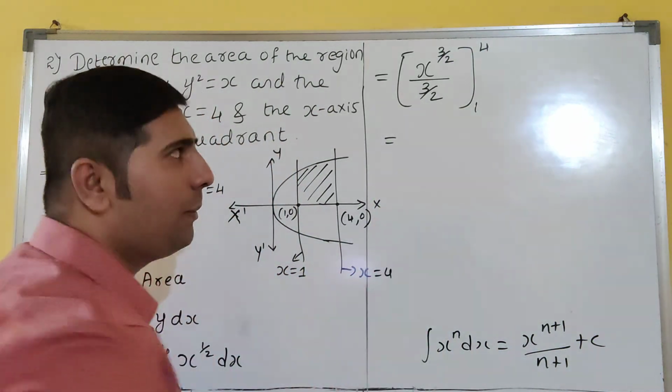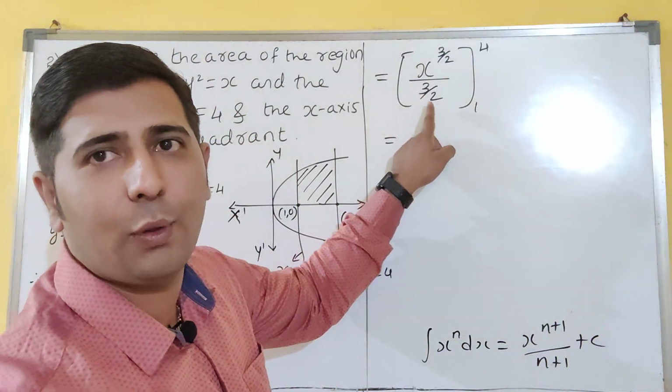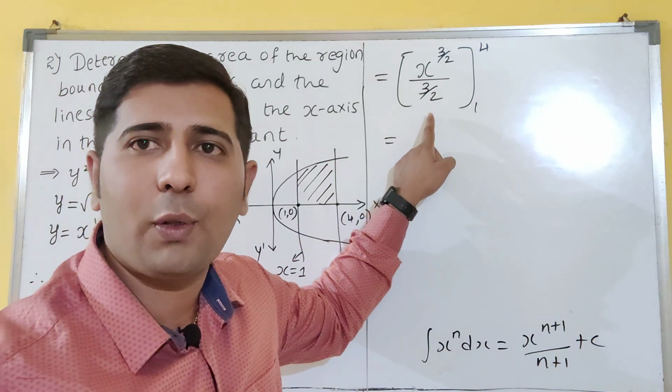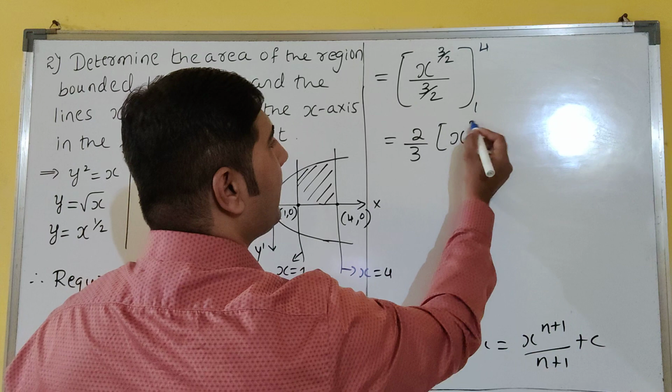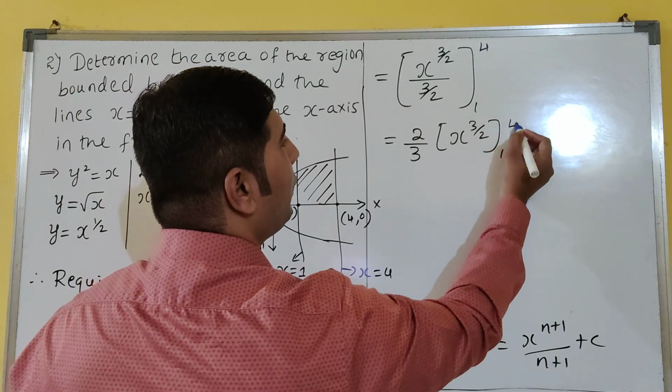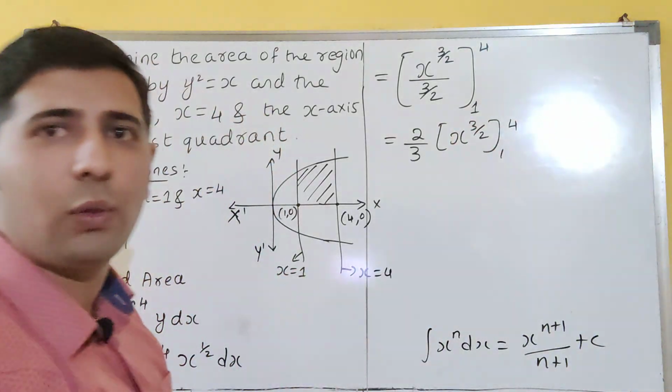Now substitute this. Before substituting, you take the reciprocal of 3 by 2. 3 by 2 reciprocal will become what? 2 by 3. Now what is left? X raised to 3 by 2, from 1 to 4. Clear? 1 to 4.